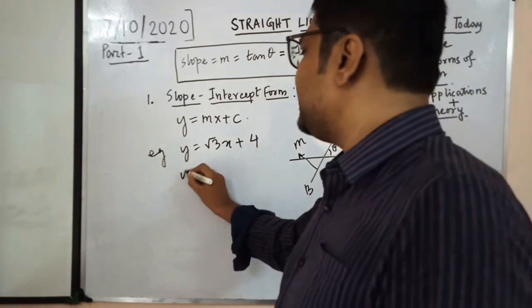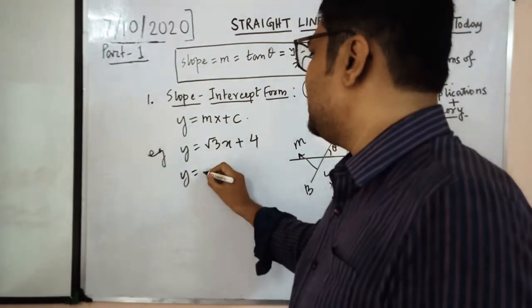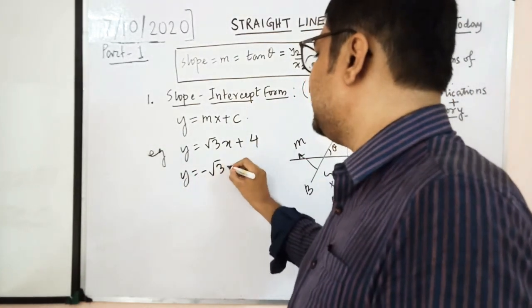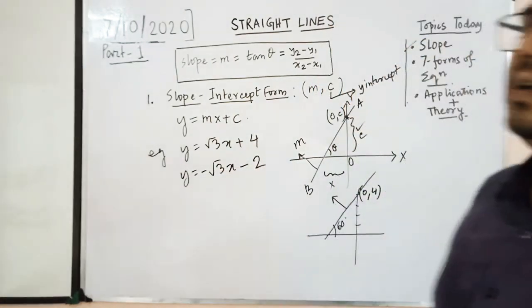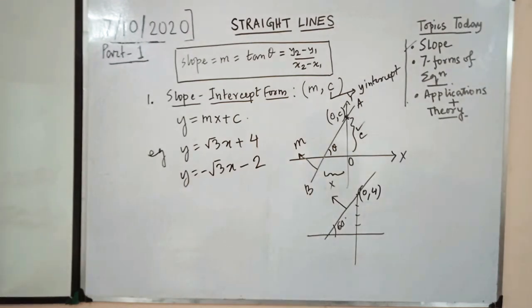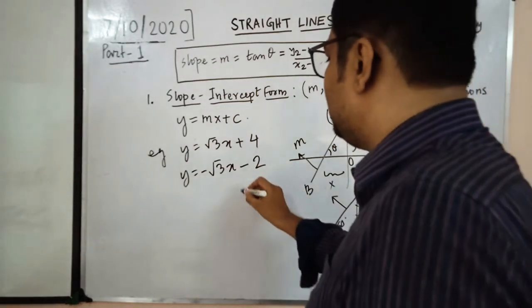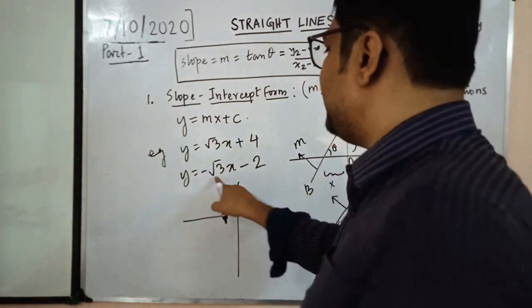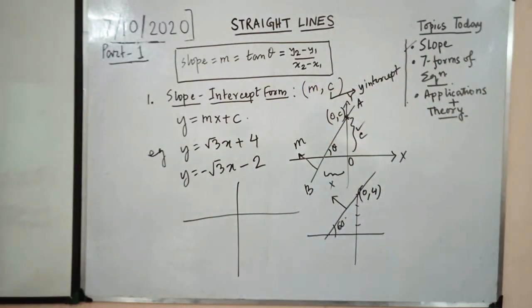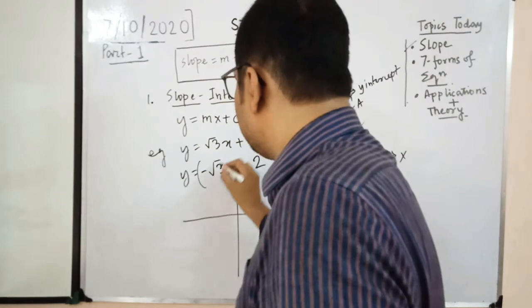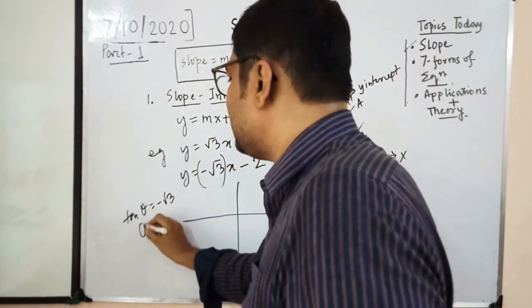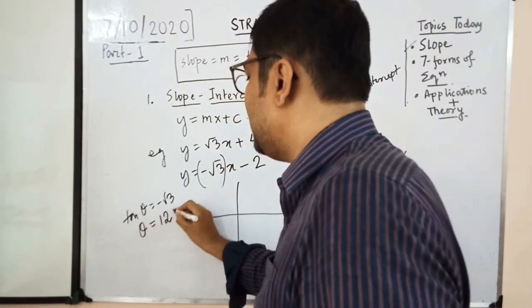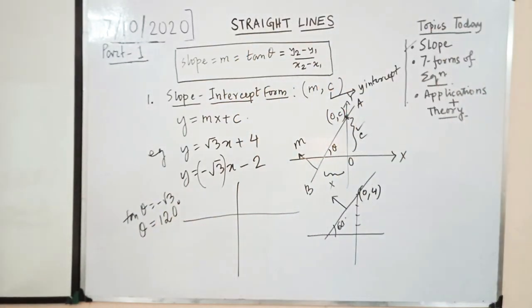Another example I can give you: say y equals minus root 3 x minus 2. See, here both the slope and the intercept are negative. So how do we draw this? First of all, minus root 3 means tan theta is minus root 3. So obviously you have to find theta. It will be 120 degrees. Okay, it's in the second quadrant, which means the angle will be obtuse.